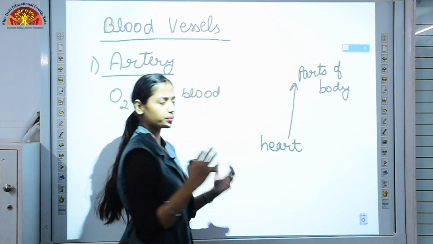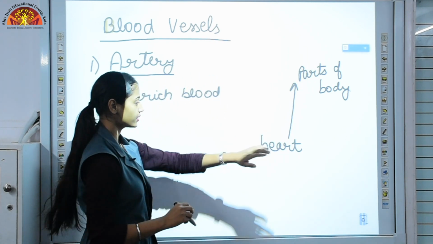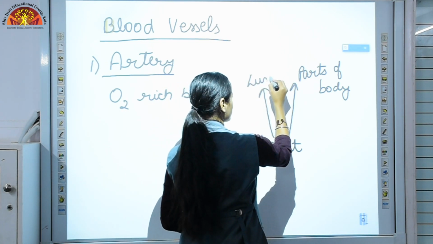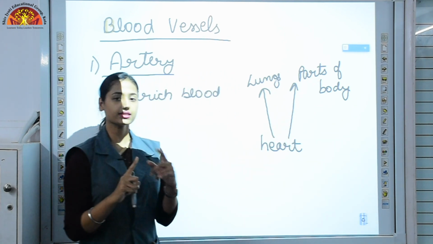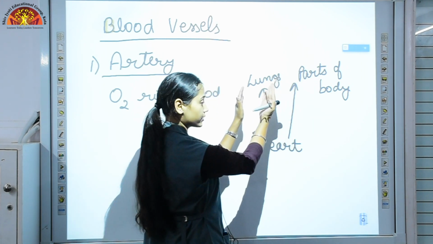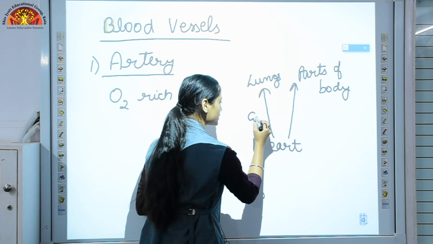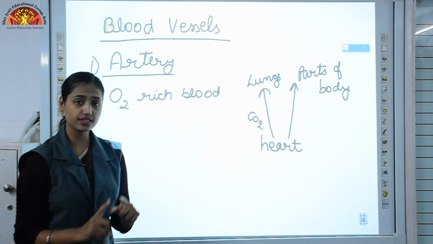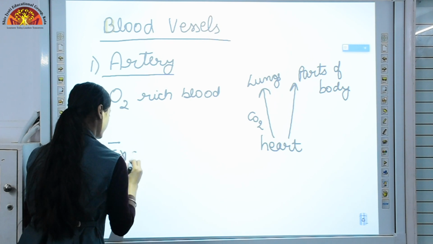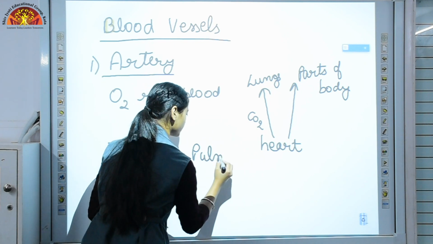Body parts require oxygen rich blood to respire, but you can see one more case. This heart will send blood to the lungs also, that is also part of our body, but there is an exception. When blood is circulating from heart to lungs, that blood contains carbon dioxide. So this is an exception in artery. Only one artery is an exception, and the name of that artery is pulmonary artery.